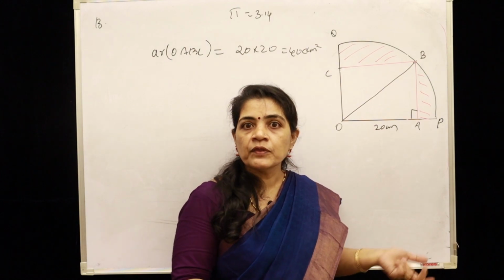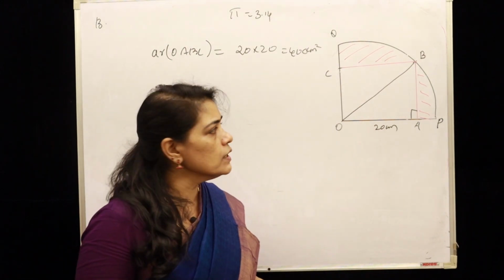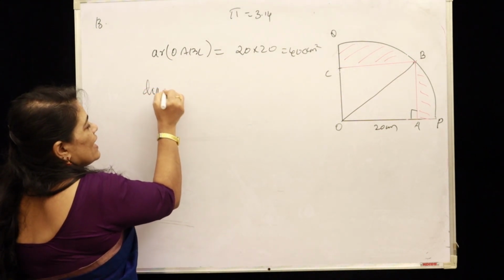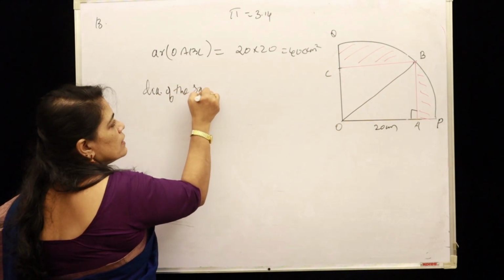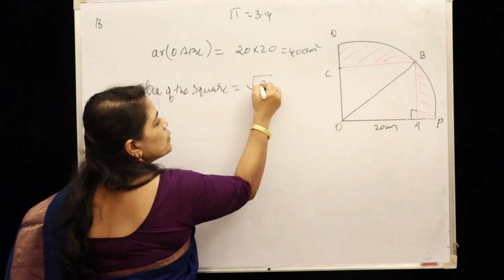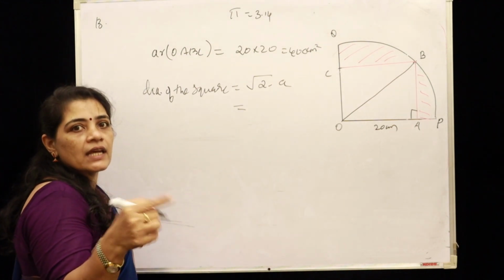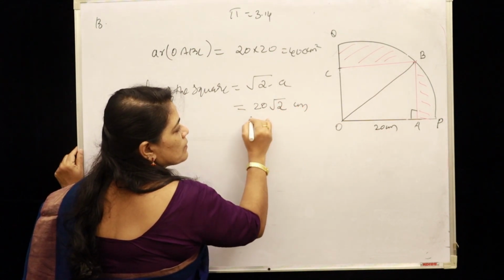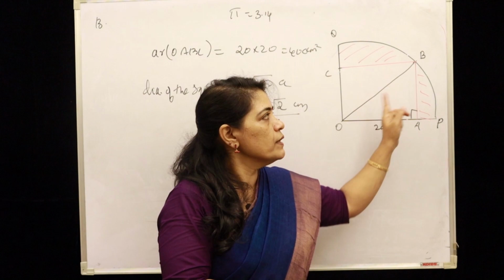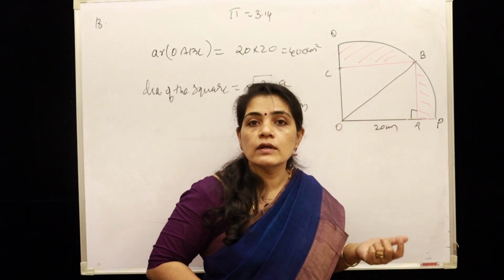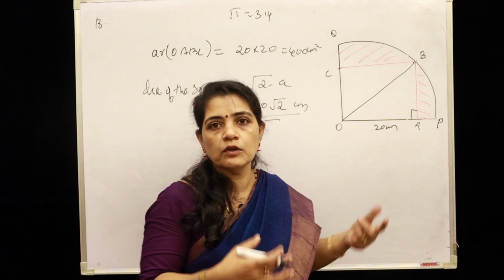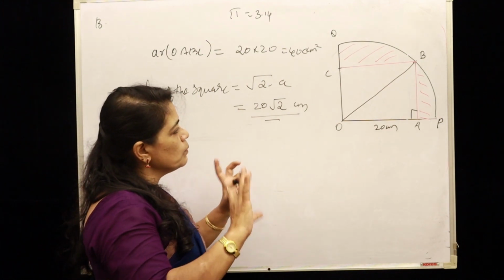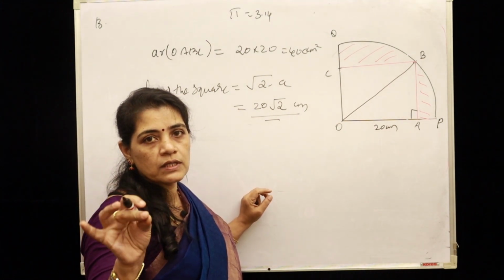Or directly you can write the radius, that is the diagonal of the square, by the formula root 2 into a, and a is nothing but the side of the square, that is given as 20. That is 20 root 2 centimeter. Or by Pythagoras theorem, OB is the hypotenuse, so OB square is equal to 20 square plus 20 square, and root of 2 times 20 square is 20 root 2. Both ways you will get the answer: 20 root 2 is the radius.